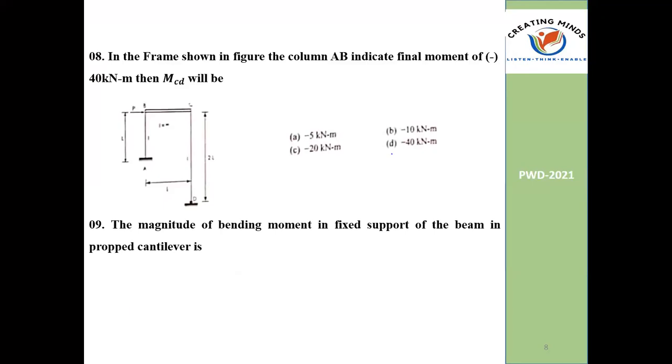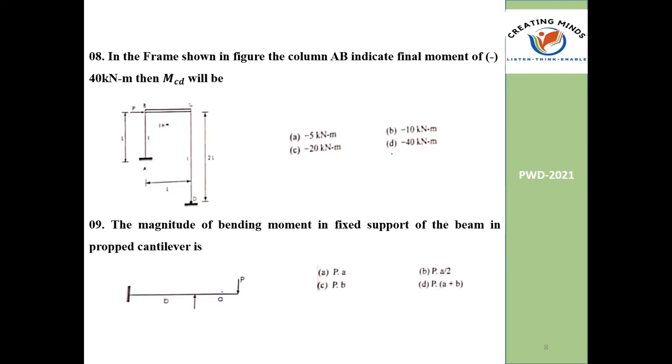Question 9. The magnitude of the bending moment at the fixed support of a propped cantilever beam is what value? Please guess. What is the magnitude? D, B into B. Any other guesses? PA by 2.